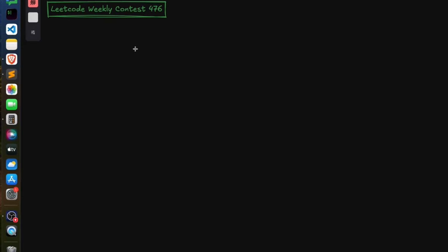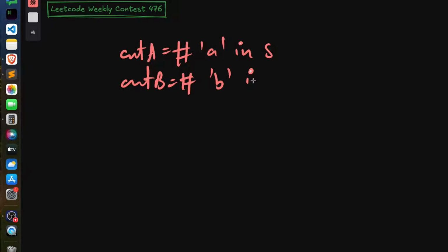In the second problem, it says that we can remove any substring where the number of characters a is equal to the number of characters b, right? So let's say count a tells you the number of characters a present in s, the original string, and similarly count b tells you the number of characters b present in s. If you notice, let's take an example. If both character a and character b are present, there must be a place where the two are adjacent to each other, right? So we can easily remove them.